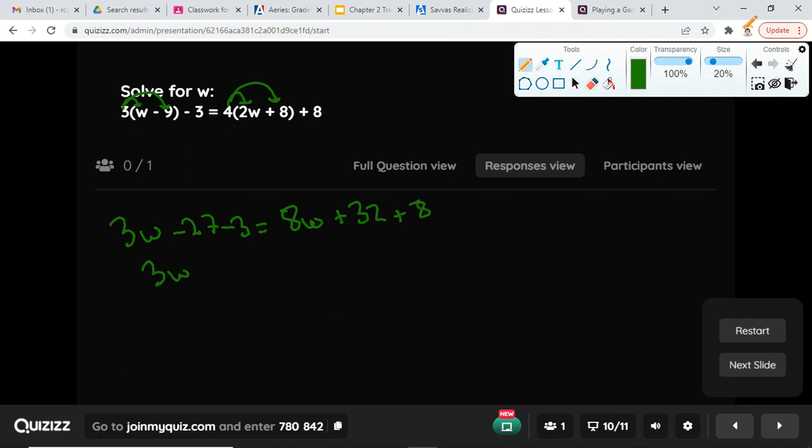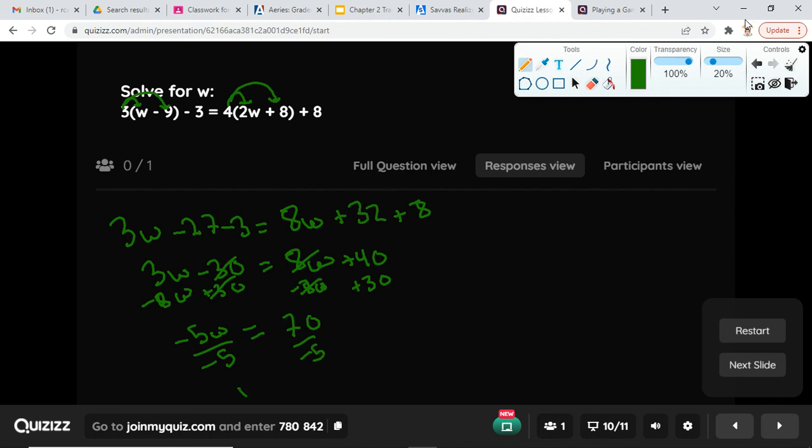Combining like terms gives us 3W minus 30 is equal to 8W plus 40. We'll add 30 to both sides, and we can subtract 8W from both sides. So 3W minus 8W is negative 5W. Negative 30 plus 30 is 0. 8W minus 8W is 0. And 40 plus 30 is 70. So I get negative 5W is equal to 70. By dividing by negative 5 on both sides, I get W is equal to negative 14.